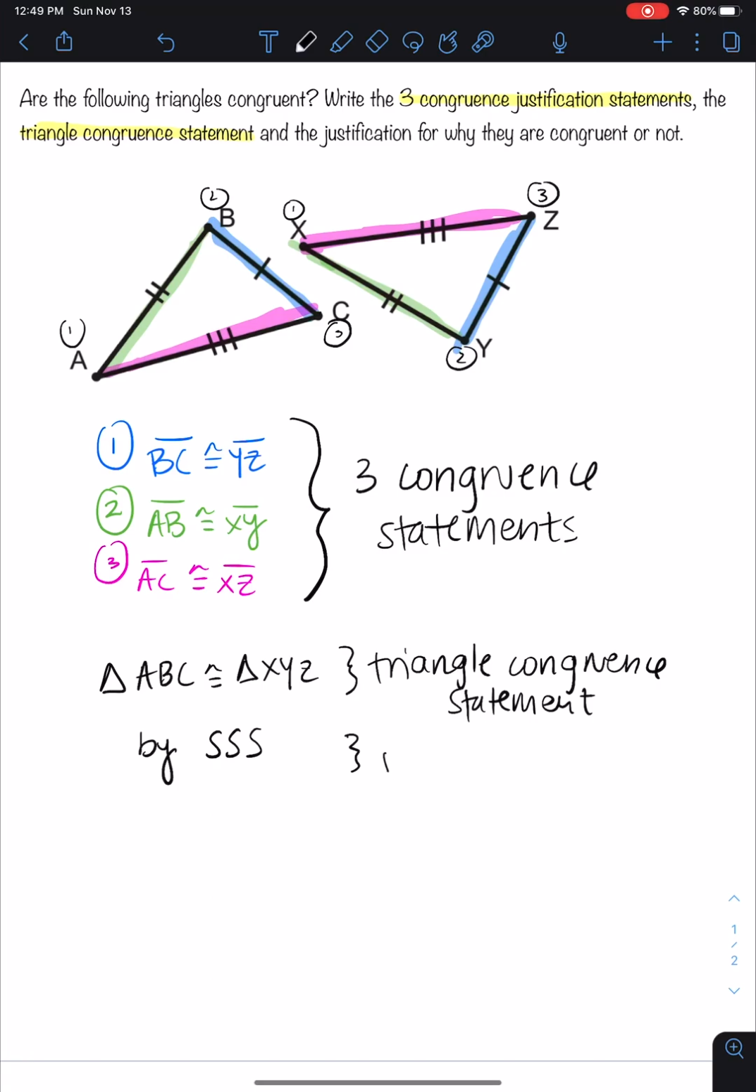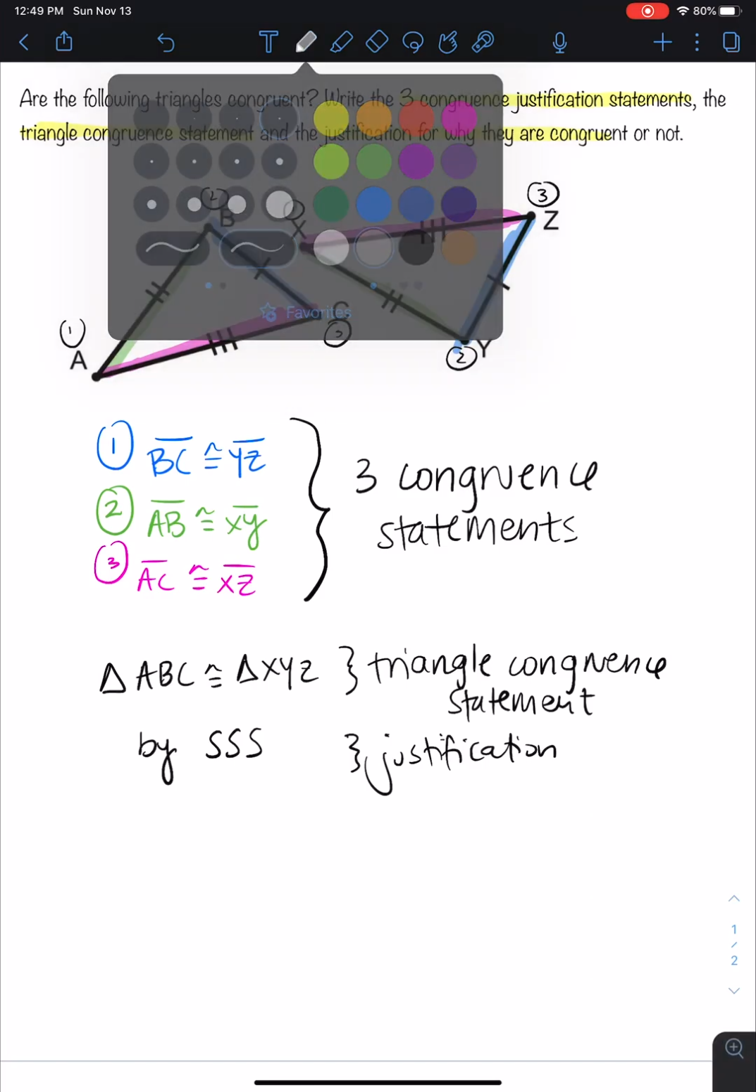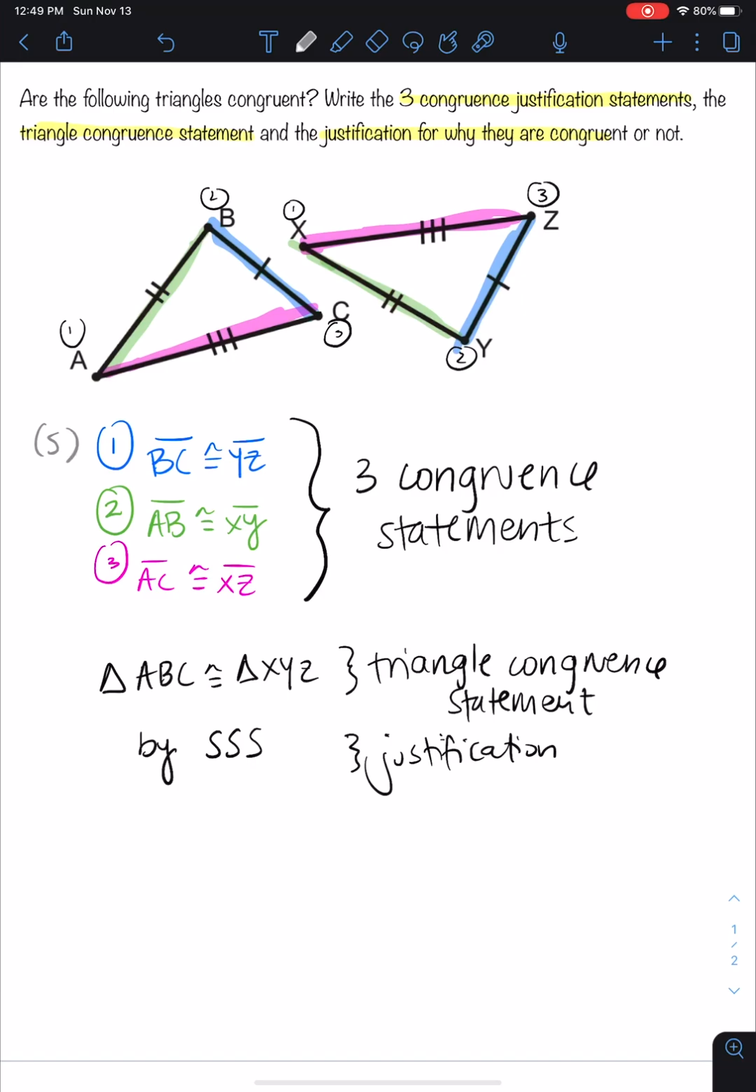And this is like my justification. So we know that if we have 3 corresponding sides that are congruent, that these triangles will also be congruent. So there's the justification for why they are congruent. And we can see that on the sides, in the past in class we've written side, side, side as a way to think about having completed all 3 justifications, side, side, side.